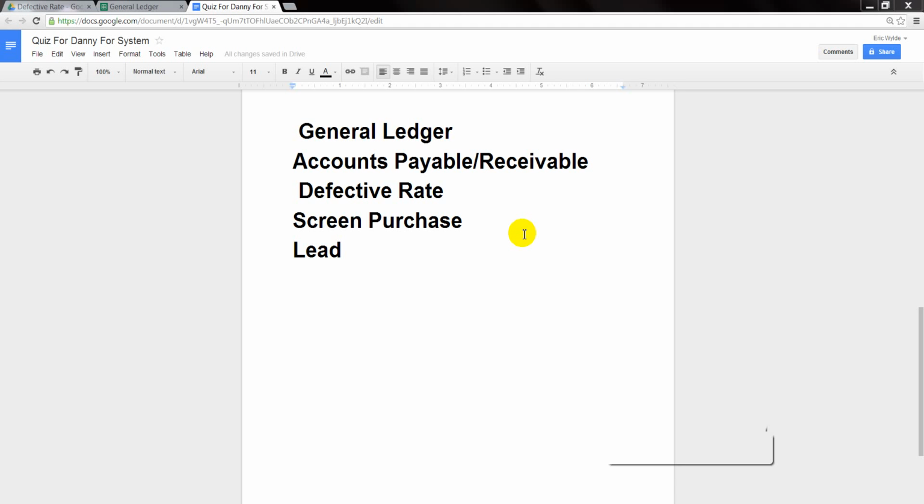Alright, I'm going to talk about some important documents that are in the system. The documents that I will talk about first are the general ledger, accounts payable / receivable, effective rate, screen purchase, and lead. The first document I'm going to talk about is the general ledger.